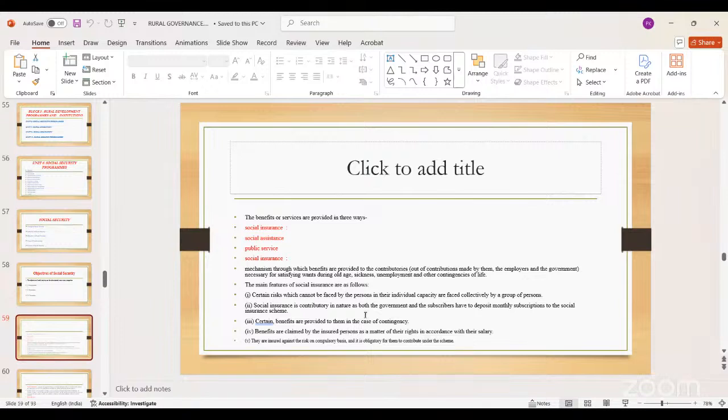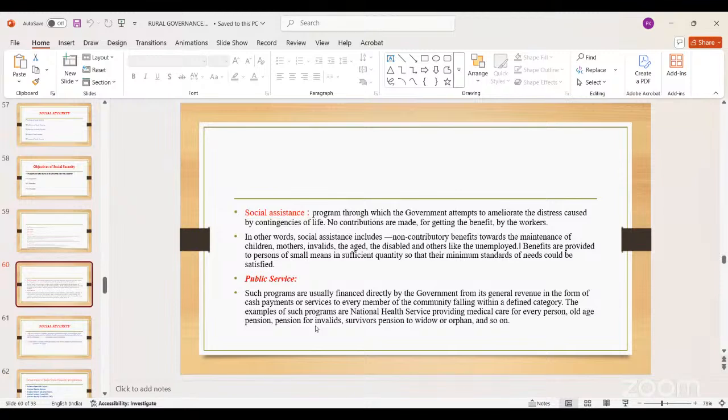So social insurance is contributory in nature because here both government and subscribers have to deposit their monthly subscription. Then certain benefits are provided to them in case of contingency. And here benefits can be claimed by the insured persons as a matter of their rights. This is very important. Then these persons are insured against the risk on a compulsory basis. On a compulsory basis, it is obligatory for them to contribute under the scheme. So these are the features of social insurance. Then comes social assistance. Social assistance is normally non-contributory.